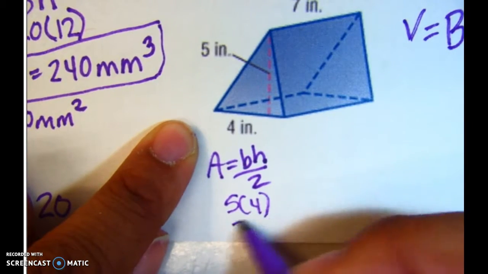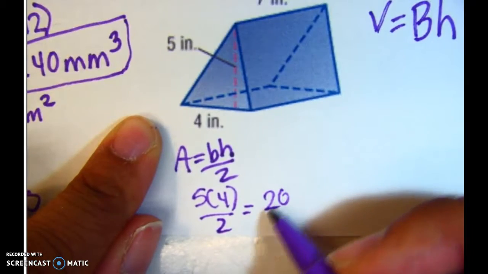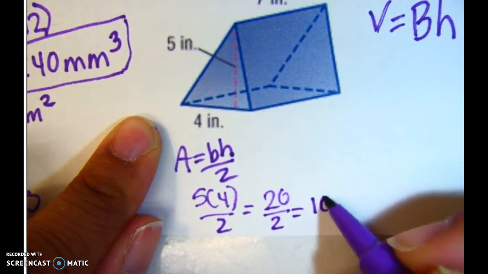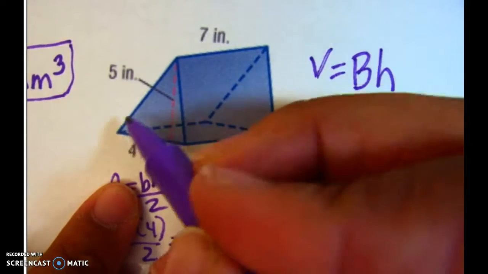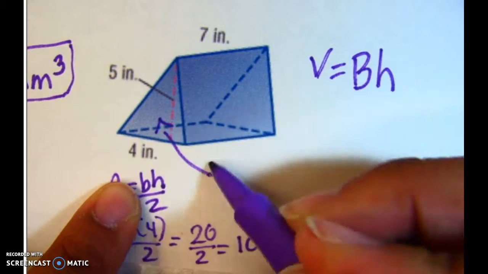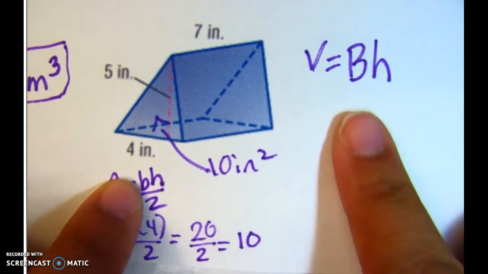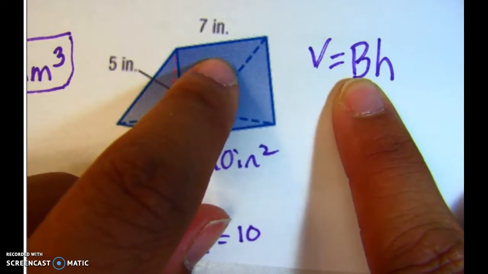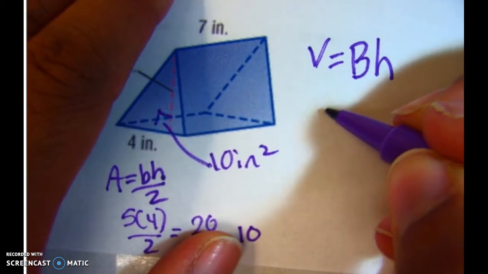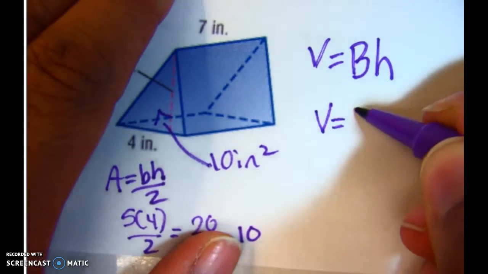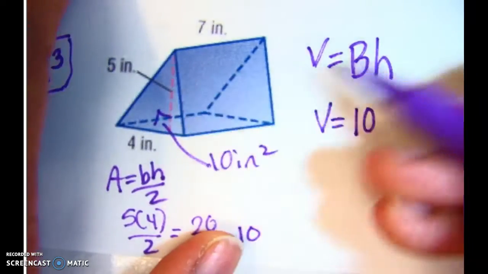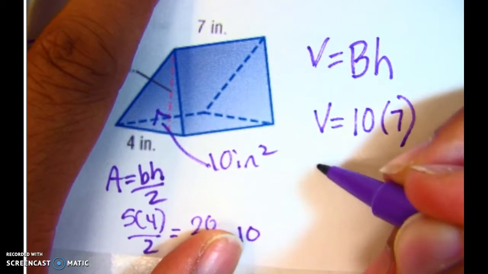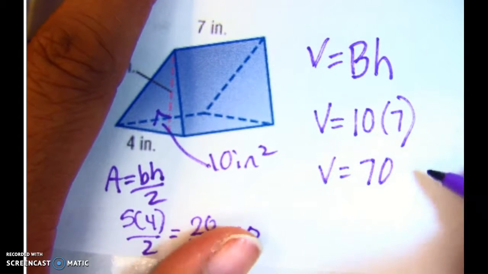5 times 4 divided by 2. 20 divided by 2 is 10. So the area of this triangle is 10 inches squared. I'm going to multiply that area times the height of the prism. So to get the volume, I'm going to multiply 10, the area of this triangle, times 7. And so the volume is 70 inches.